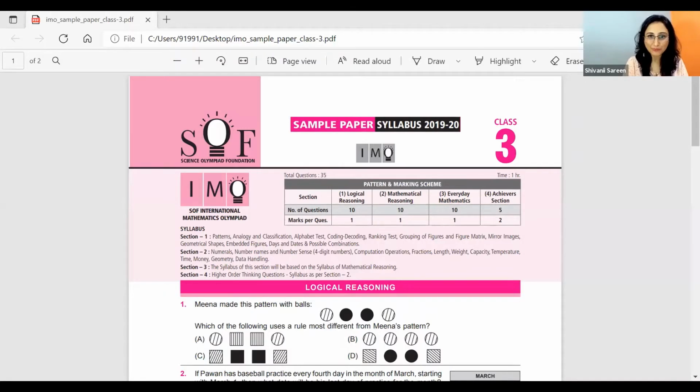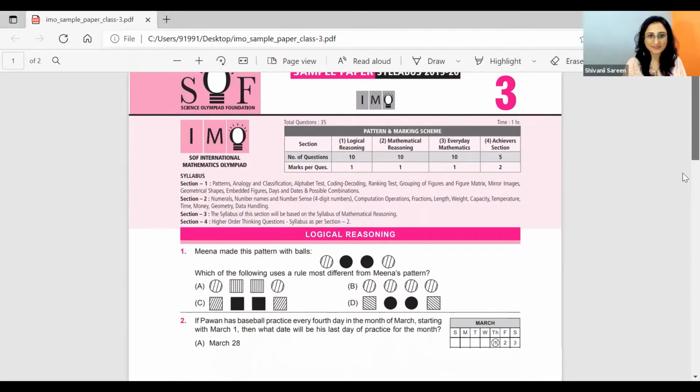So आज जो हम प्रैक्टिस करेंगे वो IMO का क्लास 3rd का सैम्पल पेपर है. So this is the sample paper. So in IMO there are 35 questions in total. 10 questions are of logical reasoning, 10 questions are of mathematical reasoning, 10 questions are of everyday mathematics, and 5 questions are of achievers section. So there are total 35 questions and the time limit is 1 hour. So let's practice this sample paper.